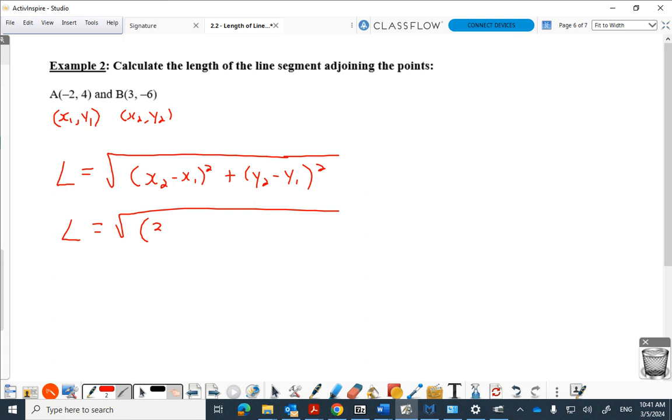Sub the numbers in. x2 minus x1 and y2 minus y1. And then check. I find it easier to check after I've written it down. So I just write it down. I don't worry too much about getting it right, and I just check to see if it's right. 3 minus negative 2, yes. And negative 6 minus 4, yes. 3 minus negative 2 is 5, and negative 6 minus 4 is negative 10.